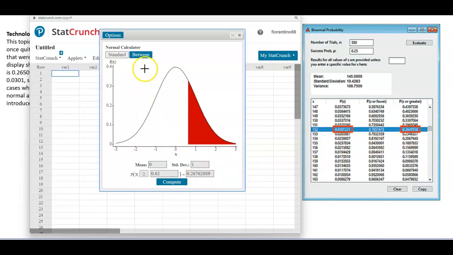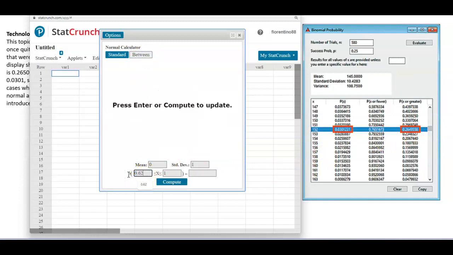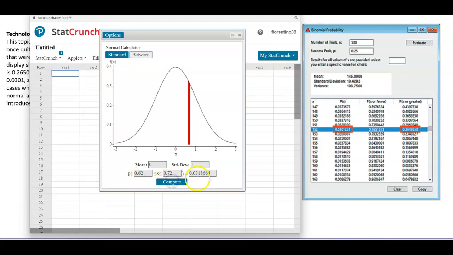We also wanted to use the normal calculator to find it between 0.62 and 0.72. That gave us 0.0319, which is close to what we get for the one here using the binomial calculator. But again, what we wanted to do is use a normal approximation so that we can use the normal calculator by converting them into z-scores.